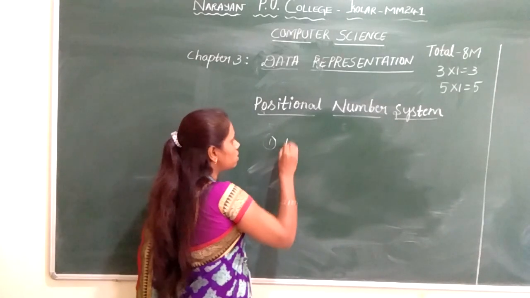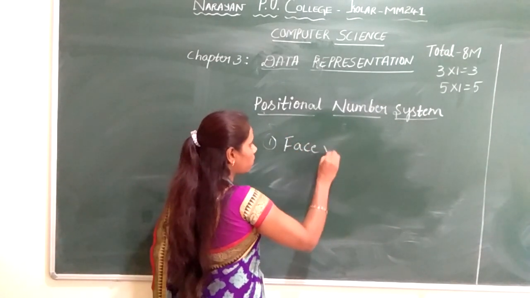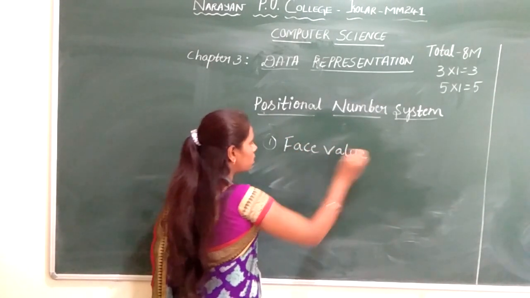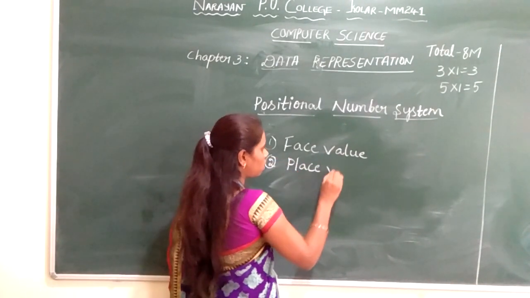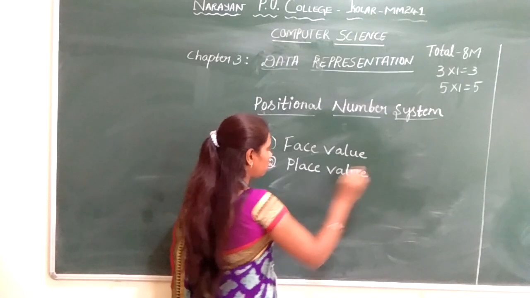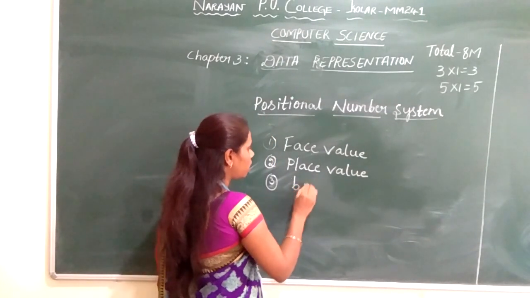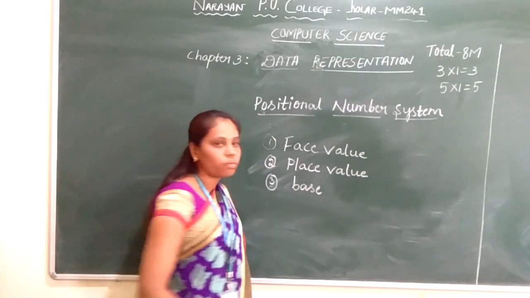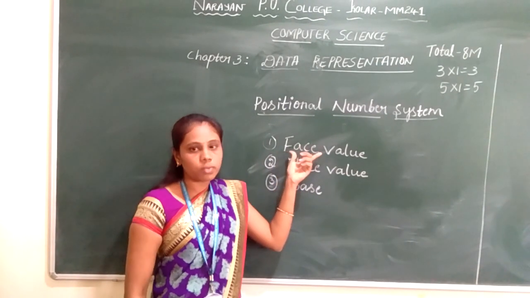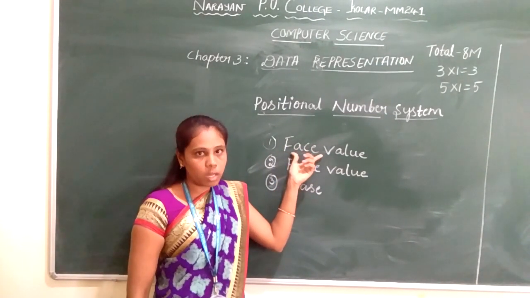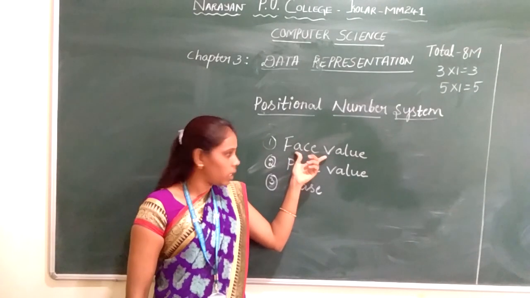The first one is the face value, the second one is the place value, and the third one is the base of the given number. The face value, in the sense, the reflection of the number, we call it the face value. The number itself, we call it the face value.